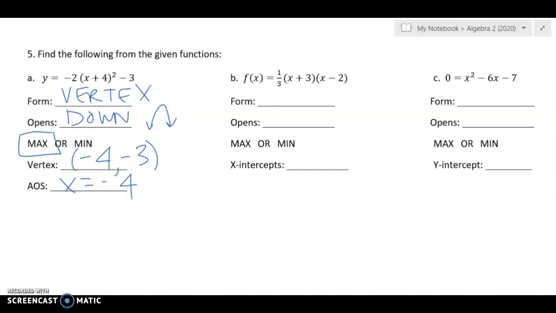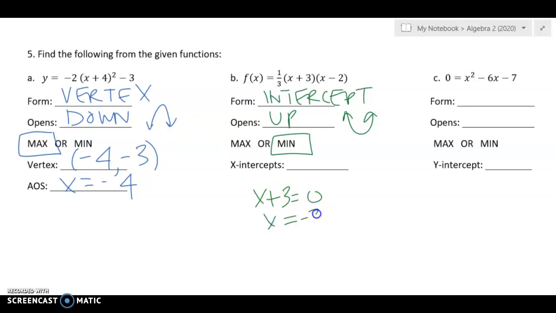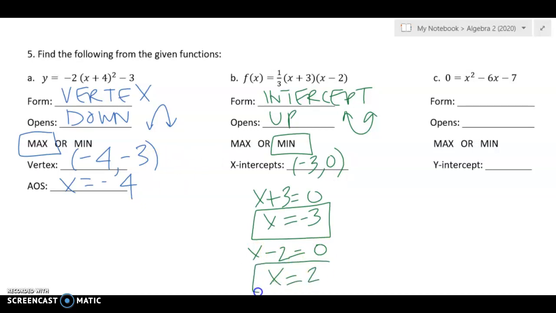The next one, this looks like what we did yesterday. This is what we call intercept form. Intercept form tells us the x-intercepts. We'll do that in a moment. It is a positive 1/3, so that means it opens upward. If it opens upward, we have a minimum. The x-intercepts, remember we took each piece and we set each piece equal to 0 and we solved. So the first x-intercept is at (-3, 0). And the other x-intercept, I have to do both of them. The other x-intercept I set equal to 0 and I solve, and I get (2, 0).